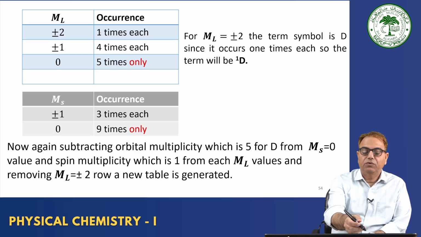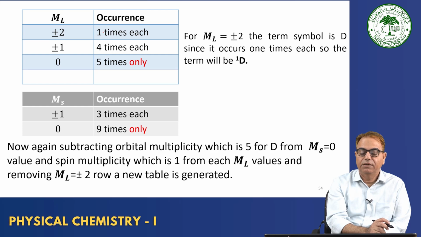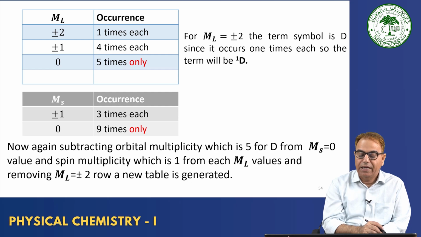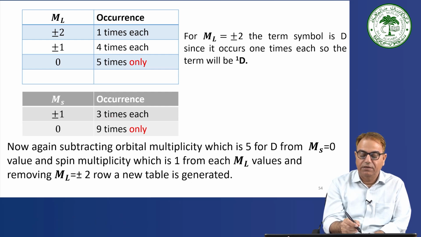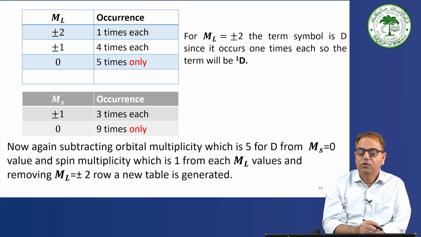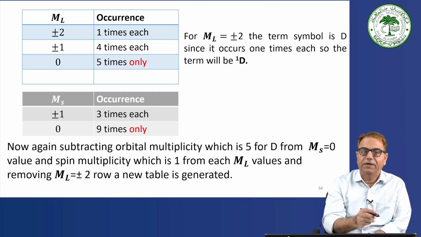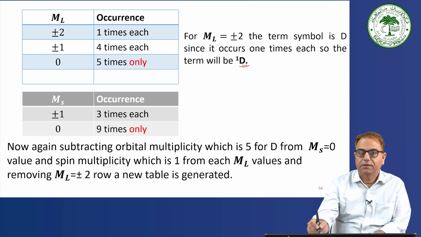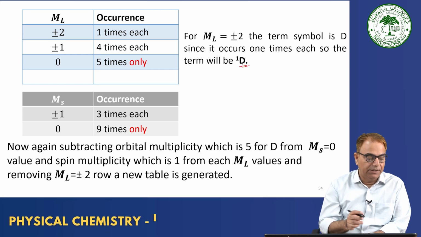ml is equal to plus minus 2. It was 4, so it became 1. It was 7, so it became 4. It was 8, it became 5. 3 you have deducted, and from this you have deducted 7. So 7 has gone from this one, 7 has gone from this one. It was 16, it was 10, so it is 3 and 9. Now from this, the highest orbital angular momentum ml value is plus 2. So this will be D, and it is one time only, so it will be singlet D.